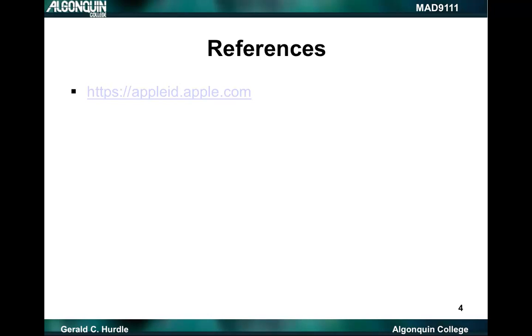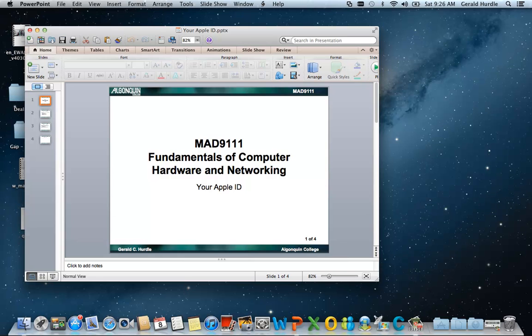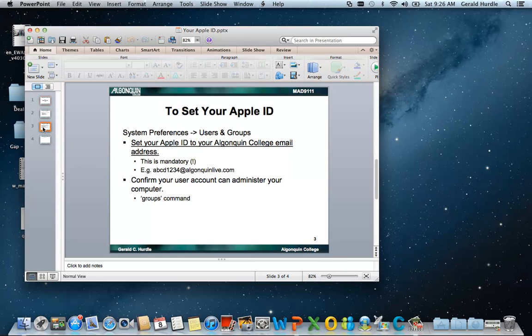Finally, here's the URL. We see that it's HTTPS, so that's the Hypertext Transfer Protocol, and the S stands for secure. We're on a secured socket. We're going to study that protocol towards the end of the course. And it's appleid.apple.com. So let's go ahead and set our Apple ID.